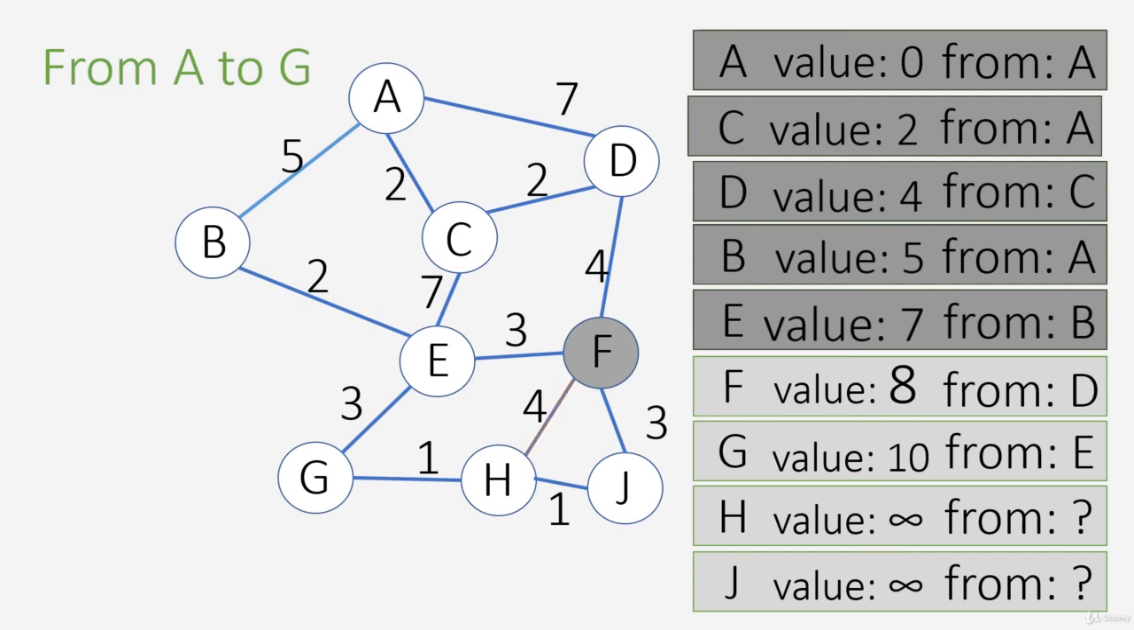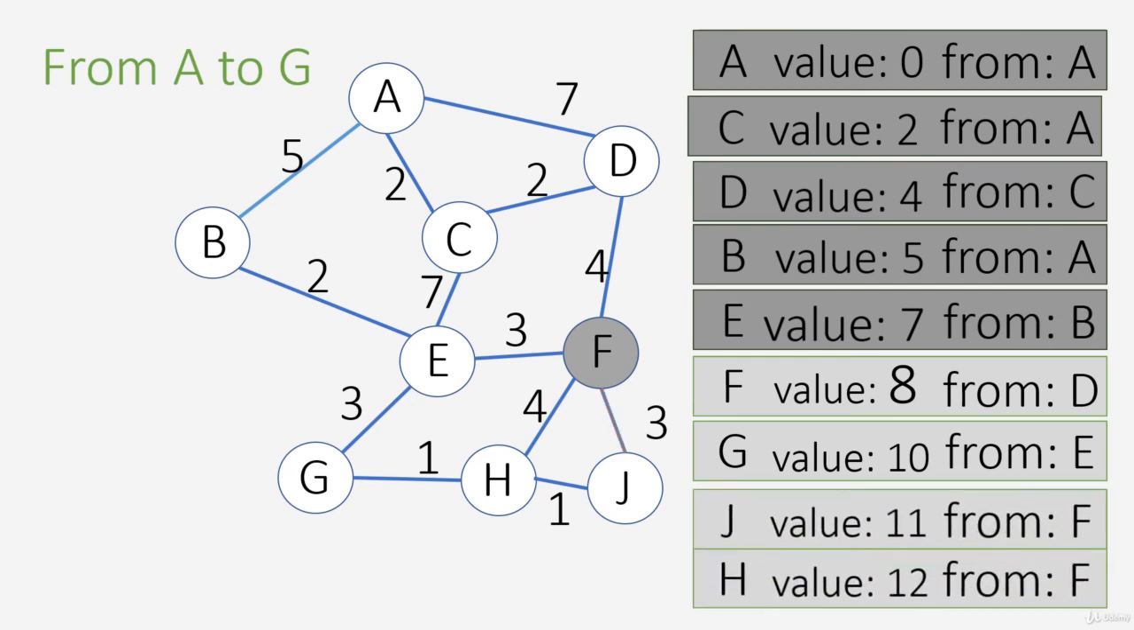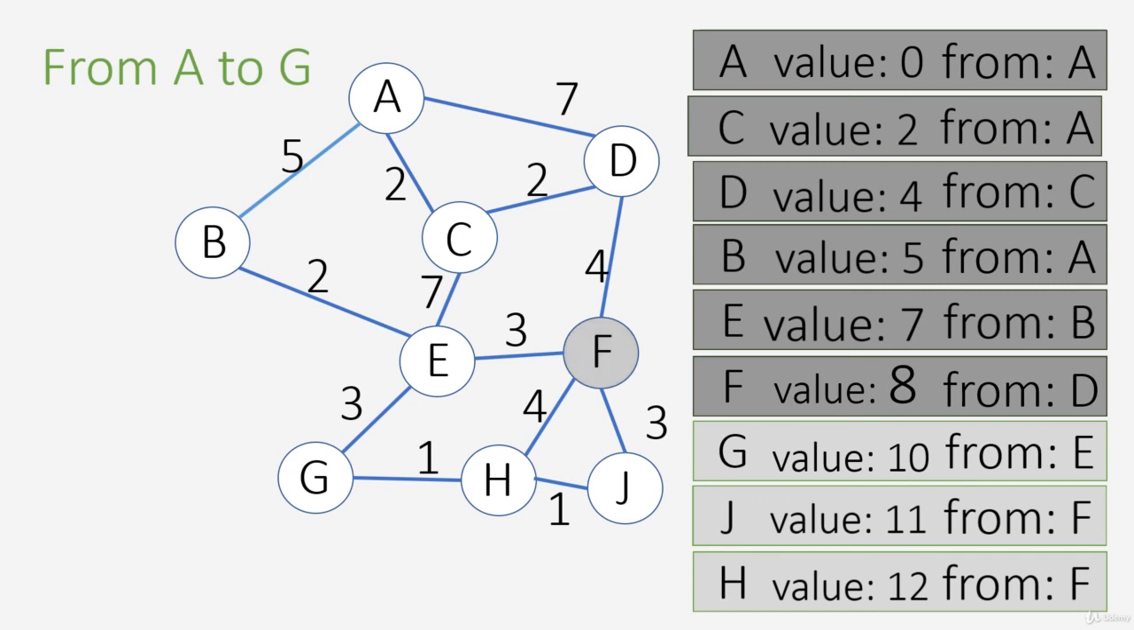So from F, I can get to H in 4. So I change the value of H to 12, and I set the node from which I got here to F. And I can also get to G, and it takes me 3. So I change the value of G to 11 and set the node to F. And remove F from the priority queue. And as you can see, now G is first in the priority queue. So that means I found the shortest path.